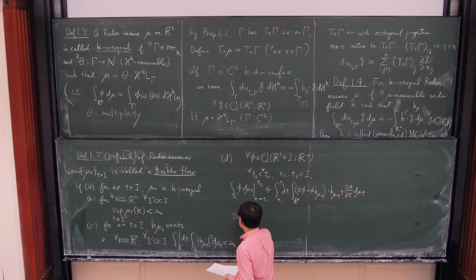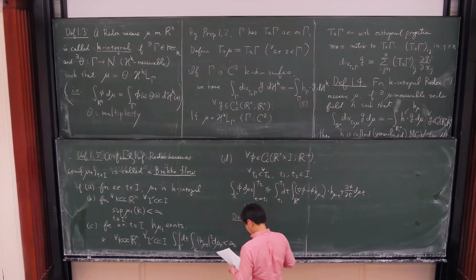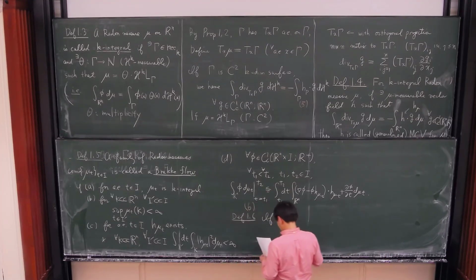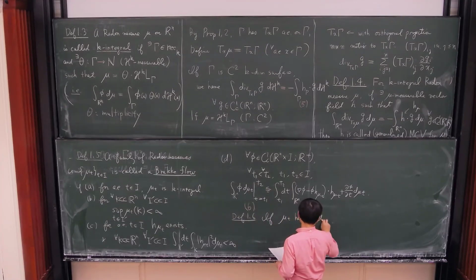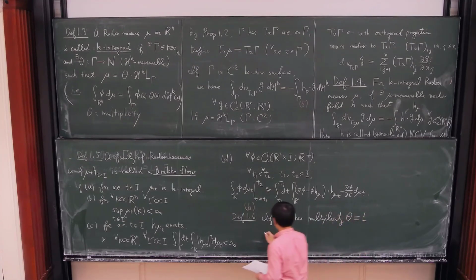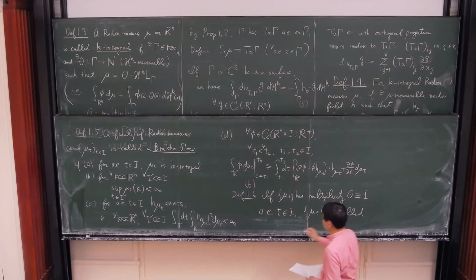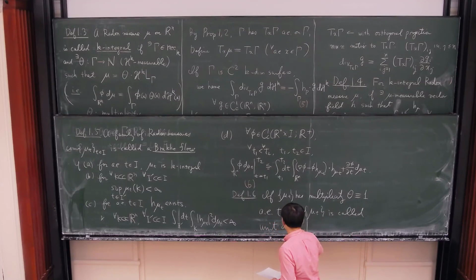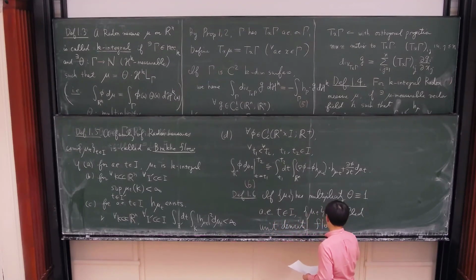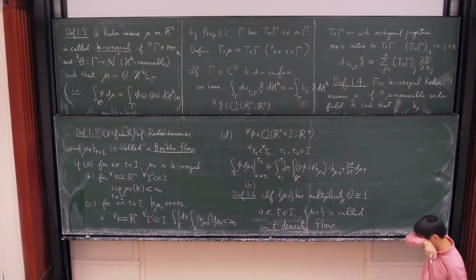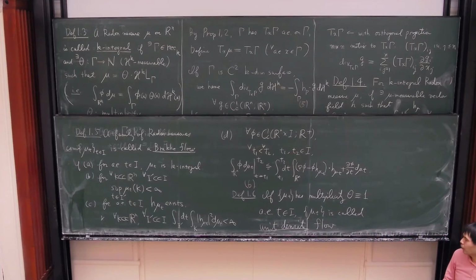The last bit of definition, 1.6, is that if mu t has multiplicity equal to 1 for almost all time, it is called a unit density Brakke flow. So this is a special class of Brakke flow where you don't have multiplicity; the multiplicity stays one. That's called the unit density Brakke flow.